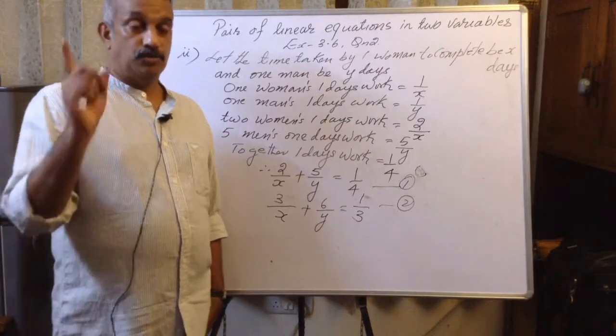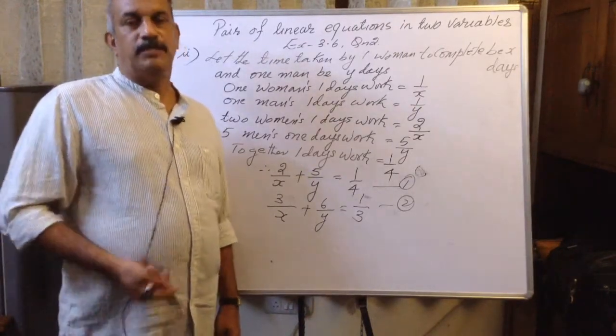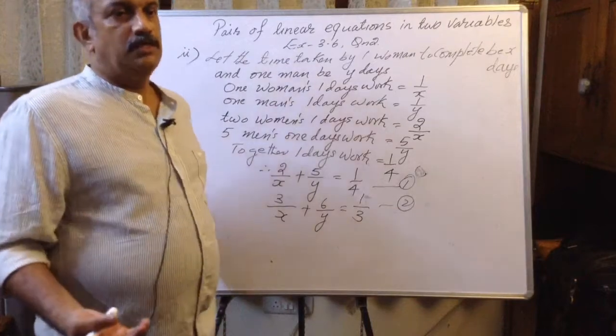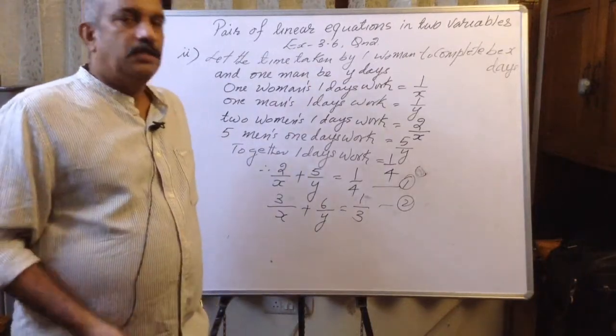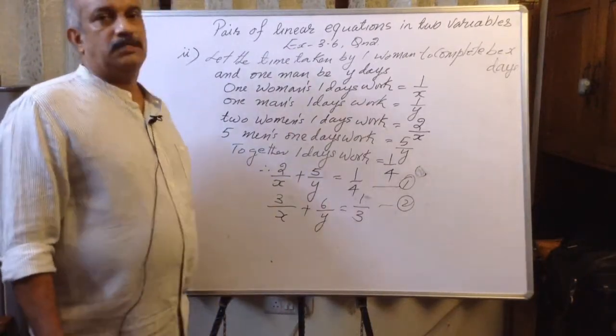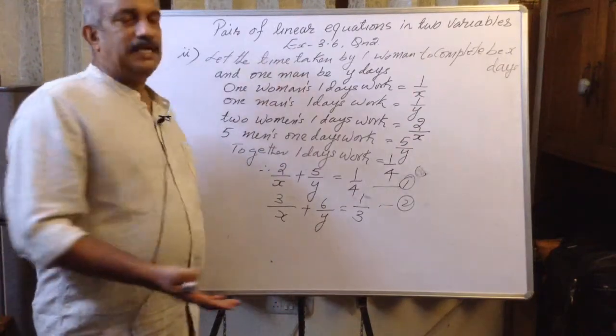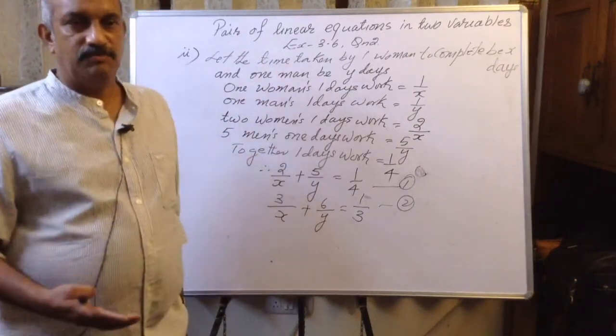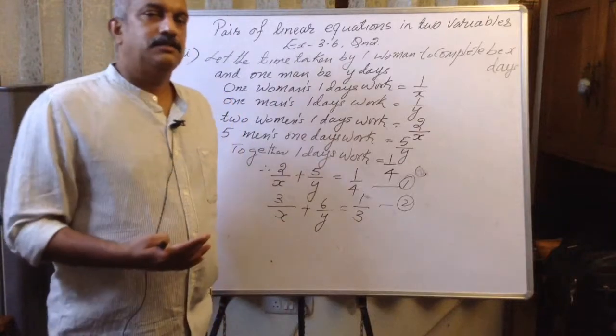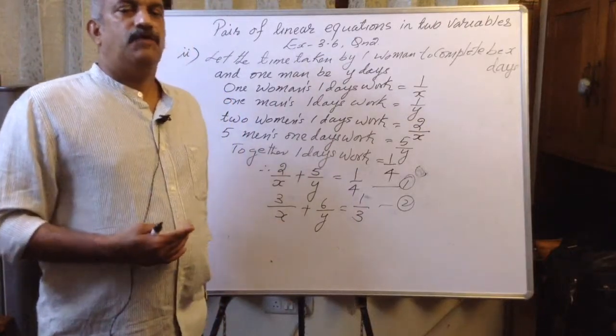Question is, suppose only one woman is working, how many days she will take to complete the work? Suppose only one man is working, how many days he will take to complete the work? That is the question. So we assume let the time taken, or the number of days taken, by one woman be x and one man be y.